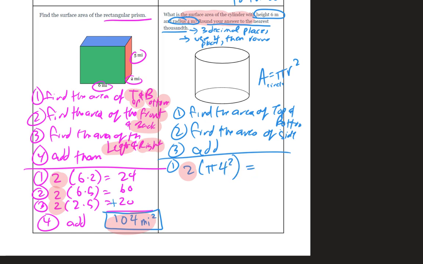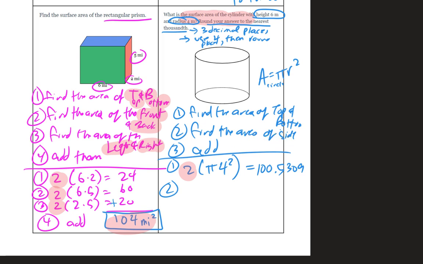If we type it in just like that, it's going to give us 100 point. And we said since we're going to round to the nearest thousandth, which is 3 places, we're going to use 4 places and then round. We're going to use one more than what we need, and then we're going to round it. So 100.5309. We're going to round at the end, right?